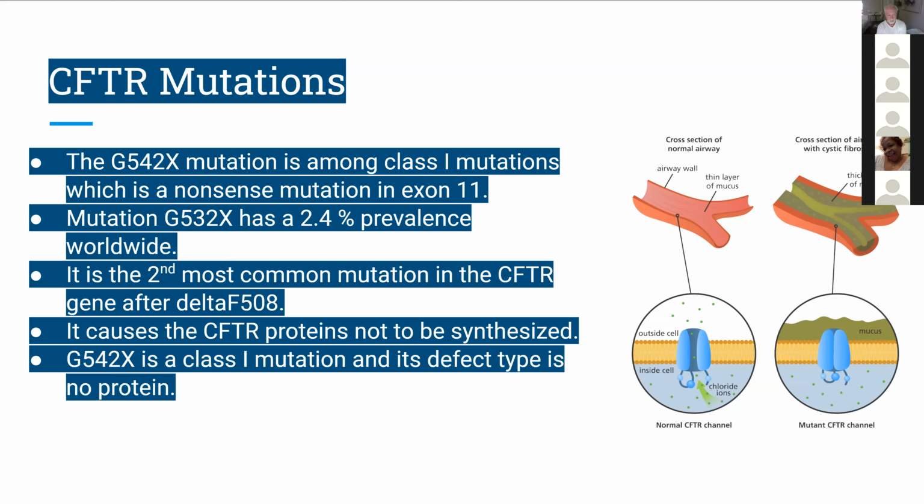It causes CFTR proteins to not be synthesized. Its defect type is no protein, and it leads to a decrease in sodium chloride transport and sodium thiocyanate in the ducts of sweat glands, leading to cystic fibrosis. Sorry.